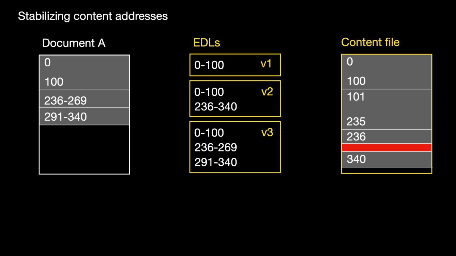But what if we really need to remove something from the content file? For example, what if some sensitive information was accidentally added and shouldn't be stored there at all? There is a way to handle this without breaking content addresses. Instead of deleting the text, you replace it with another text of the same length. For example, you could replace it with a sequence of emojis.